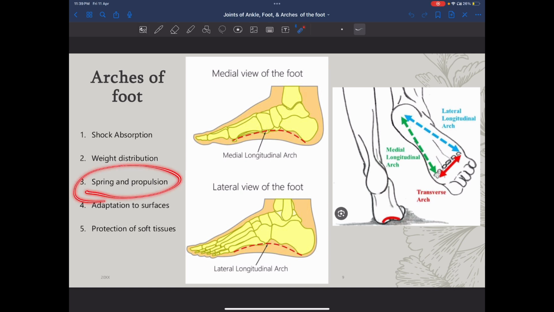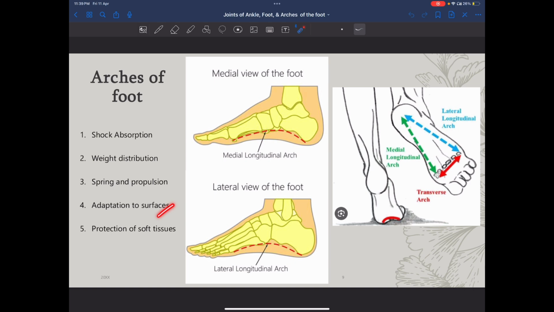Now, spring and propulsion. This happens during the usual gait cycle, where the arches temporarily store mechanical energy when the foot strikes the ground, and then this energy is usually released as the foot pushes off. So this aids in efficient forward propulsion, reducing muscular effort and conserving energy.